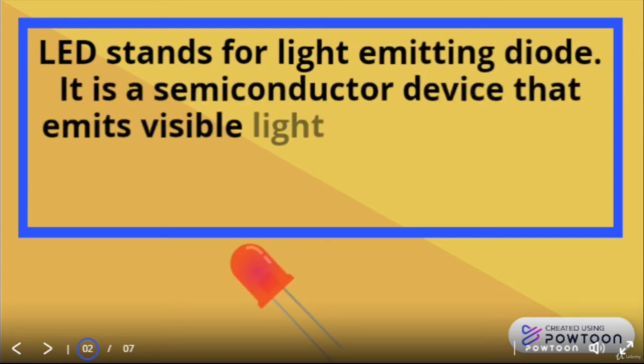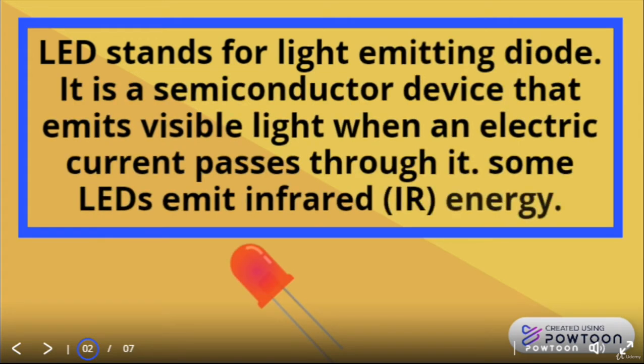LED stands for light emitting diode. It is a semiconductor device that emits visible light when an electric current passes through it. Some LEDs emit infrared IR energy. So that means that this component that is pictured in this image does emit visible light when an electric current passes through it. Okay, and LED stands for light emitting diode.